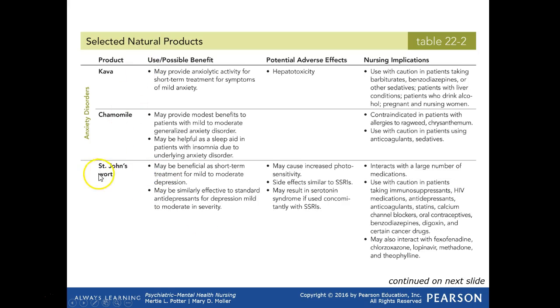Here's some for anxiety disorders: kava, chamomile, and St. John's wort. Chamomile tea, you've heard a lot about that. St. John's wort is carried over the counter, you can buy it anywhere. But again, these are for anxiety and depression. And again, look at these big long lists of nursing implications. So there are things that we have to understand about these.